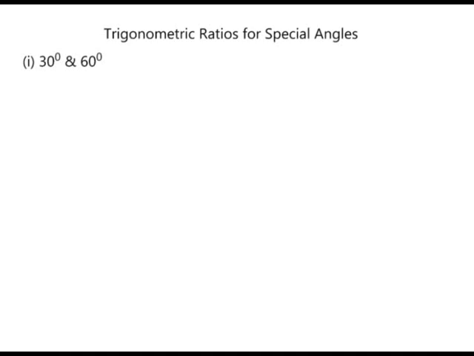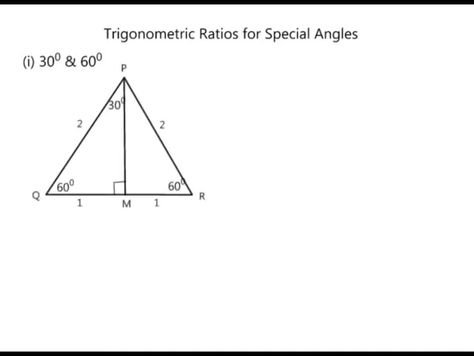Next, trigonometric ratios of special angles. Let's look at the ratios for 30 degrees and 60 degrees. Now consider an equilateral triangle PQR of sides 2 units with a height PM. All the angles are 60 degrees, and so PM is a perpendicular bisector of QR, and therefore angle QPM is 30 degrees.